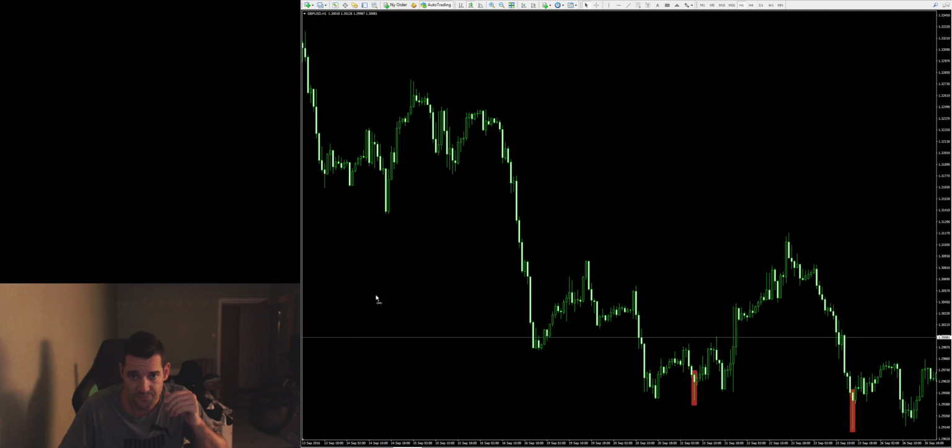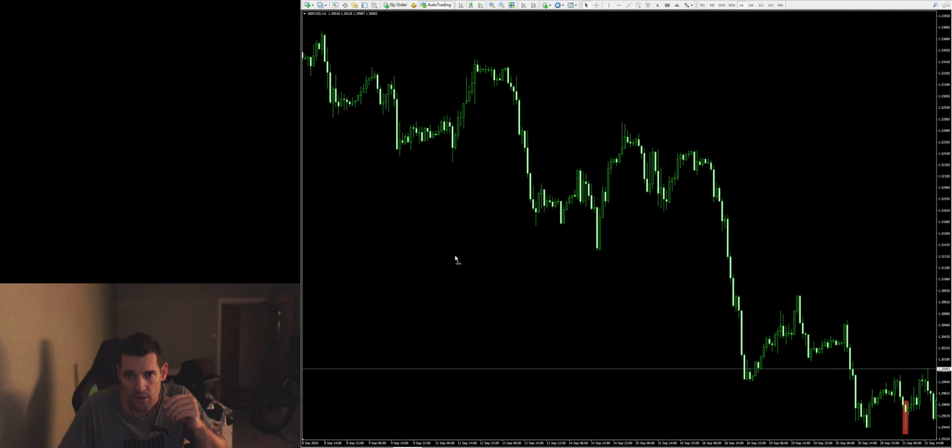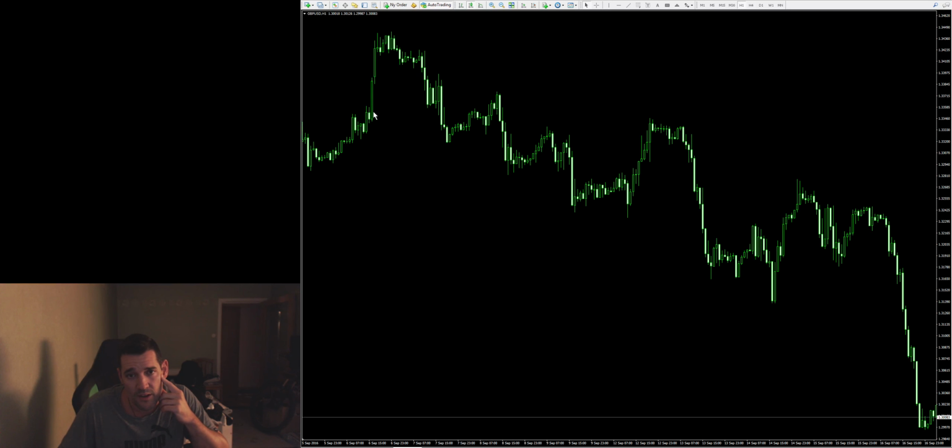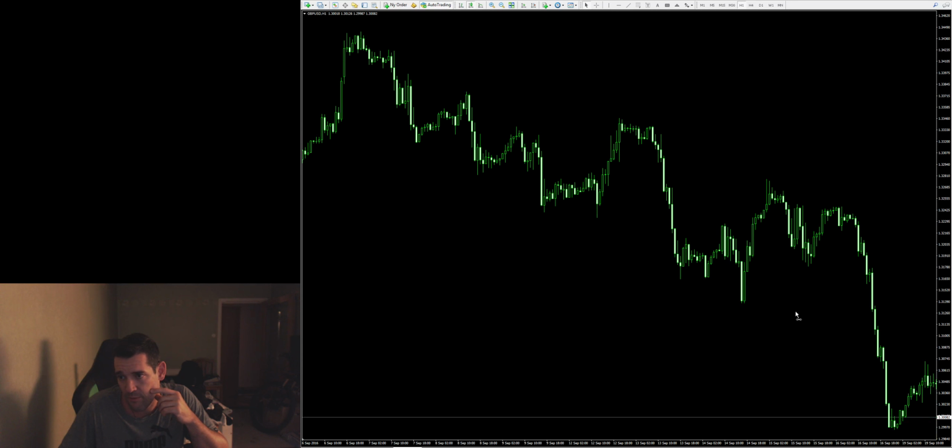So again, let's go back. Let's see if we find a good example of this. So what you see here, I mean the cable, right? Price went up, something happened, price came back down, up, down, up. You see this zigzagging pattern created by price. So during this move up, notice what happens here.